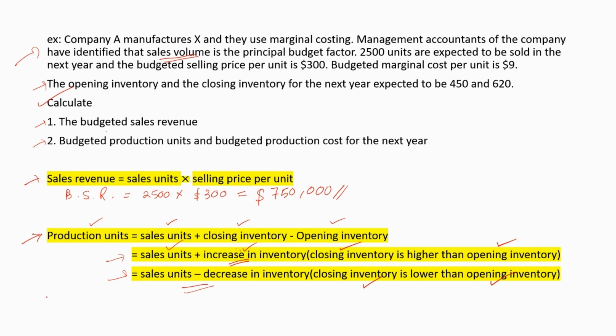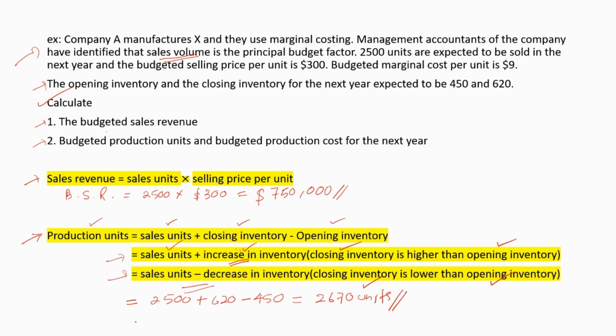Now let's calculate the production units for this example. So the production units is equal to sales units, which is 2,500 plus closing inventory. Closing inventory is 620 minus the opening inventory. Opening inventory is 450. This is equal to 2,670 units. So this is the budgeted production units for the next year.